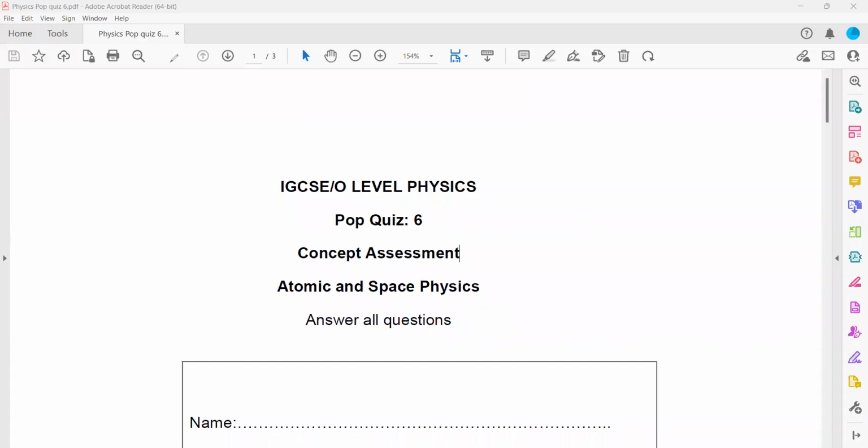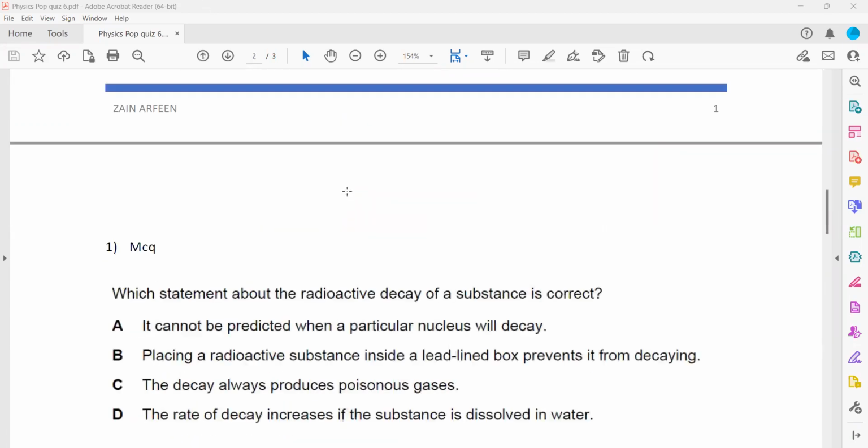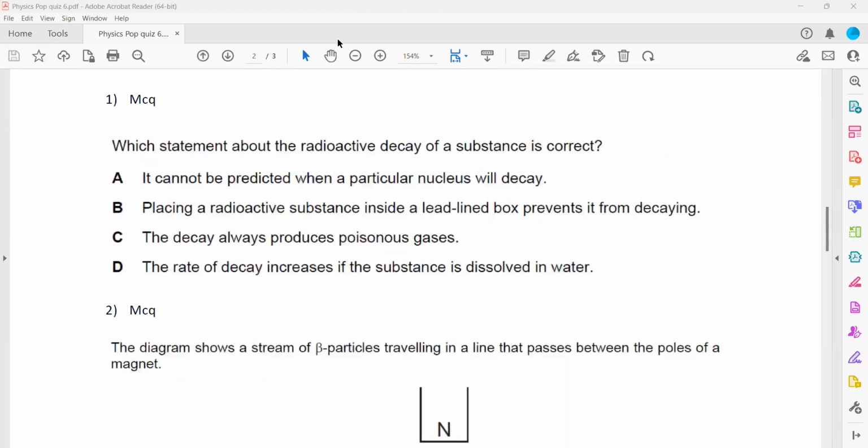So this was Pop Quiz 6, which was related to the questions from atomic and space physics. The first question is actually related to atomic physics. Which statement about the radioactive decay of a substance is correct?